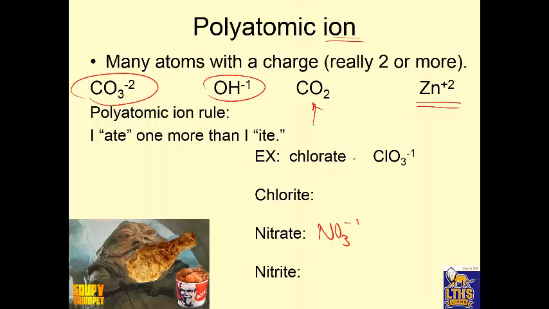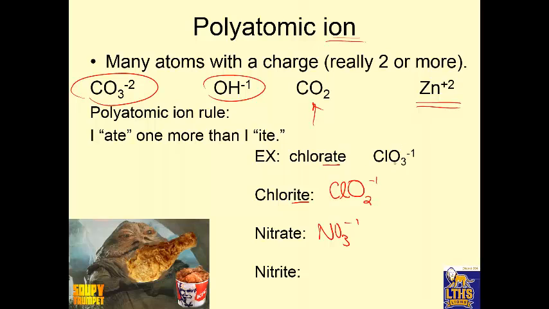Now I have to tell you that if it ends in ATE, then there might be another ion just like it that ends in ITE. So there has to be something different. So we have a Cl, we have an O, and we have a 2. The charge is the same.